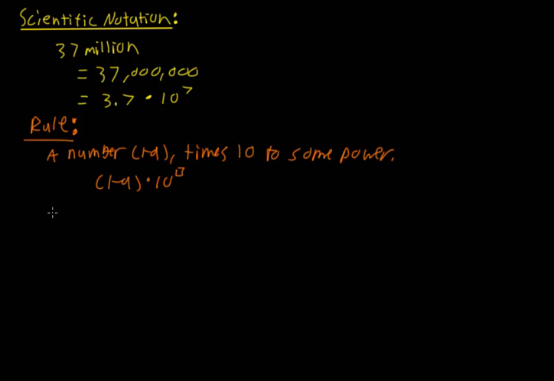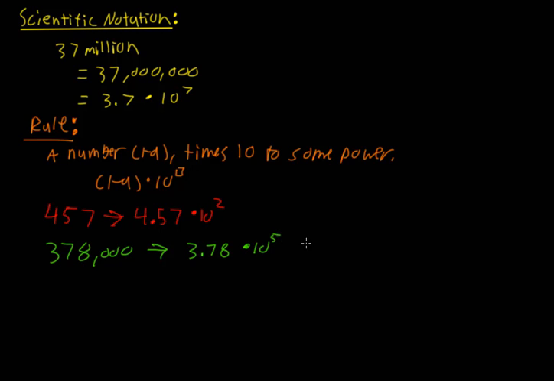So let's say I did another example. Let's say I had 457 and I wanted to represent that in scientific notation. Well, 457 isn't a bad number, at least it's not that large or ugly of a number, but in scientific notation it would just be 4.57 times 10 to the second power. And as another example, let's do 378,000. Why not? In scientific notation, that's just 3.78, and then you look at how many decimal places you need to move over. So 1, 2, 3, 4, 5. So it's going to be times 10 to the 5th power.